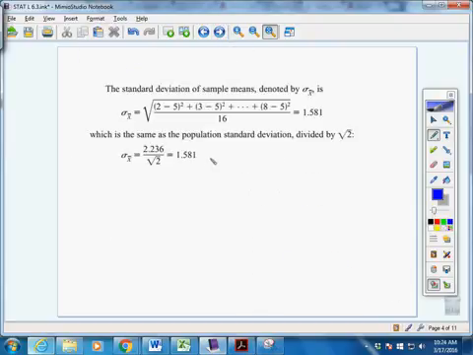The standard deviation then, and this is where I need to go back here. The standard deviation, remember, is going to be the same.